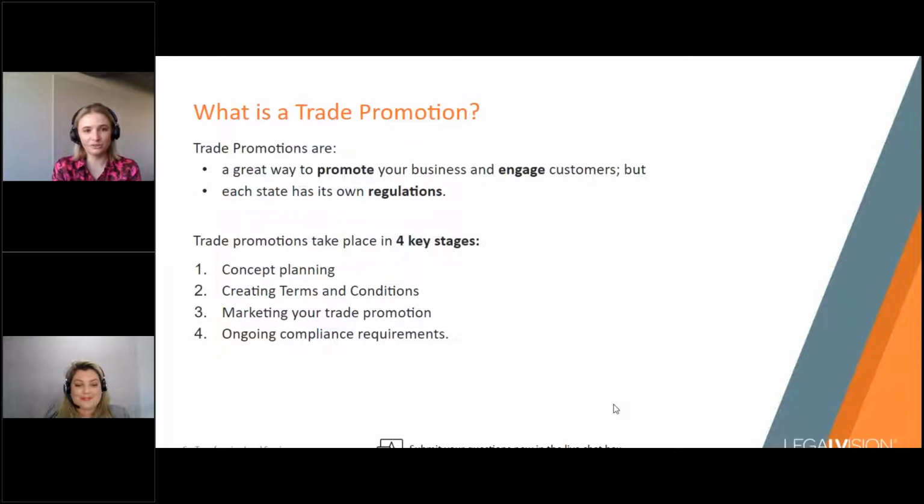Generally, conducting trade promotions takes place in 4 key stages. That is concept planning, so ensuring that your trade promotion meets the regulatory framework, creating your terms and conditions that will govern how the trade promotion is conducted. In some states, it's important to be aware that these will be scrutinised by the regulator if you need a permit. Going live, so that is marketing your trade promotion and conducting it in accordance with the terms and conditions, and then your ongoing compliance requirements. So ensuring you meet the record keeping requirements for each state.